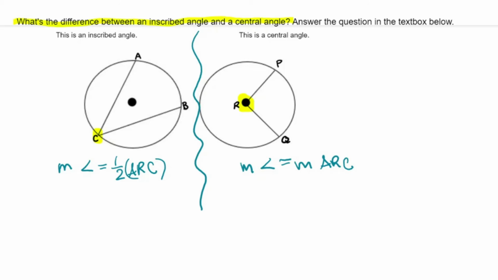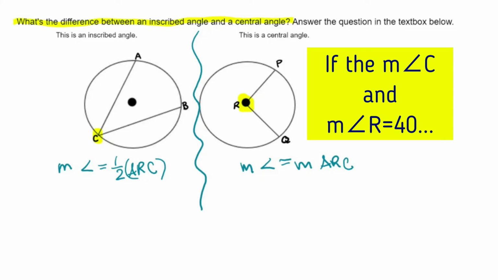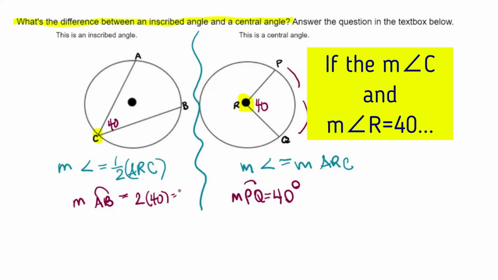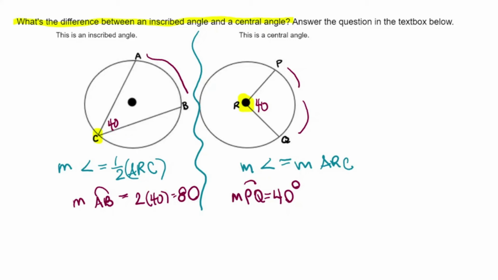Let's start with the angles. If I told you the measure of angle C and angle R are equal to 40, I want you to pause this video and figure out the measure of the arcs that go along with it. The easiest one to start with is the central angle, because whatever the arc is equal to, that's also what the angle is going to be equal to. For the inscribed angle, we're going to need to multiply that measure by 2 to find the measure of the arc. So 2 times 40 gives us 80.